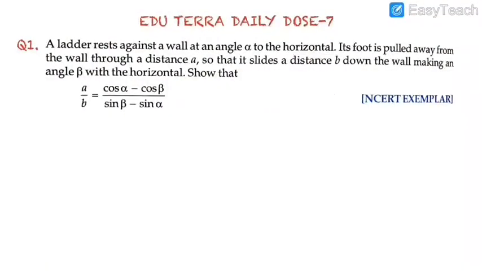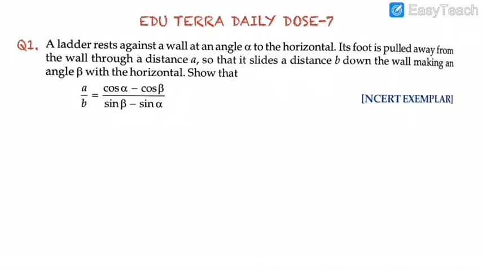Question number 1. A ladder rests against a wall at an angle alpha to the horizontal. Its foot is pulled away from the wall through a distance a so that it slides a distance b down the wall, making an angle beta with the horizontal. Show that a upon b equals cos alpha minus cos beta upon sin beta minus sin alpha.